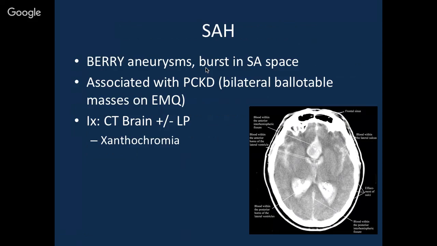Yeah, yellow. So it's blood products. It's not exactly blood itself in the CSF. You actually look for xanthochromia, which is pathognomonic of subarachnoid hemorrhage. And the management is supportive, calcium channel blockers, and then clipping or coiling.